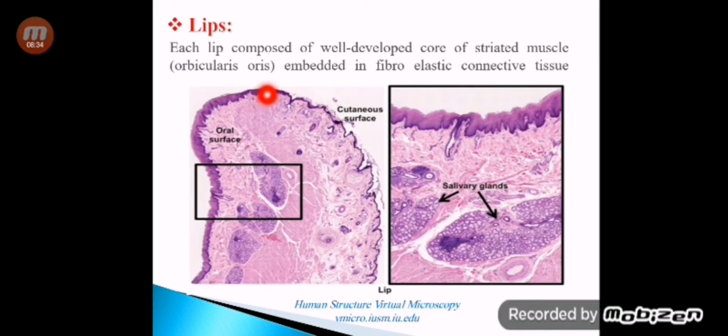This region is the transitional zone between them, named the red margin. If we take this part of the lower lip and watch it under the high power of the microscope, we can see this picture: non-keratinized stratified squamous epithelium, below it the lamina propria with dermal papillae, and then the submucosa containing glands. These glands are minor salivary glands, named labial glands.